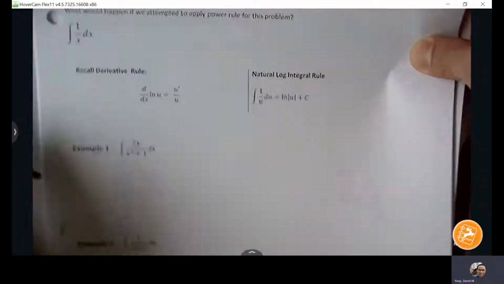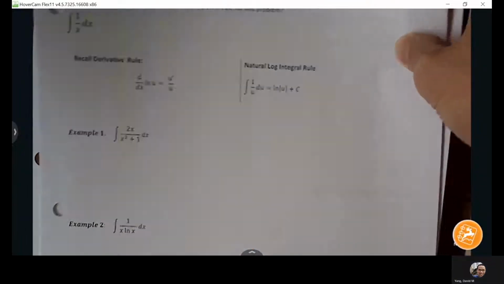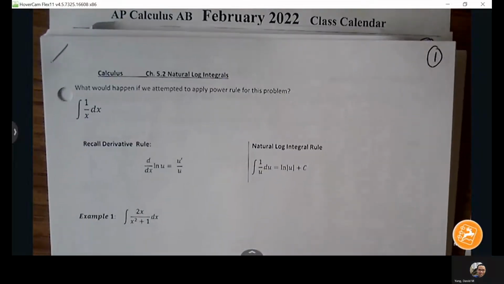All right, let's go to our notes for today. Okay, so natural log integrals.